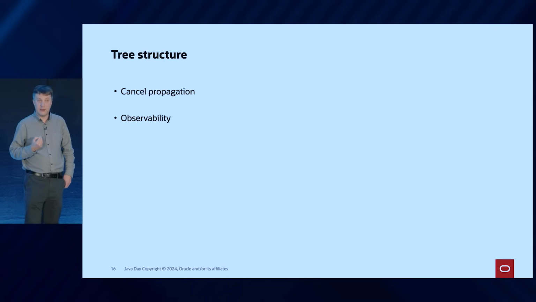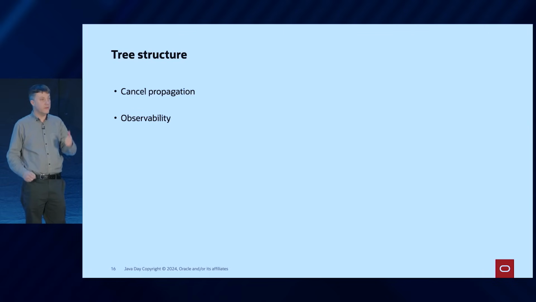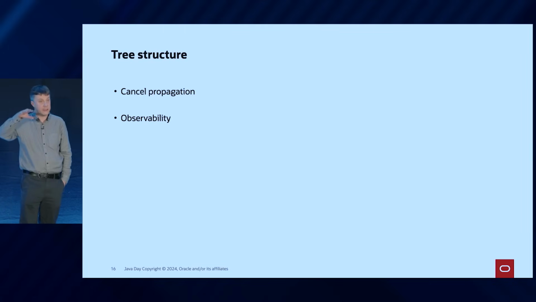When I talk about cancel propagation, in our previous example with fetching from the database and fetching from the web service, if one of them fails, we're able to do cancellation. But if the other subtask was split and split and split, you want to be able to cancel that entire tree of concurrent tasks so that you can roll back and fail as soon as possible. So that's what this tree supports.